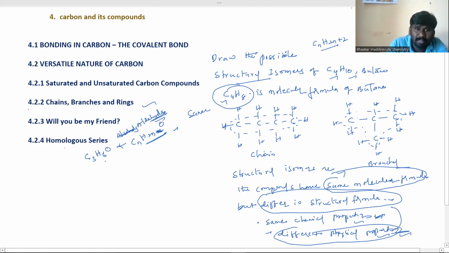Draw the structural isomers. So what is a structural isomer? Same molecular formula but different structure. You have to think about it. Same molecular formula, different structures.